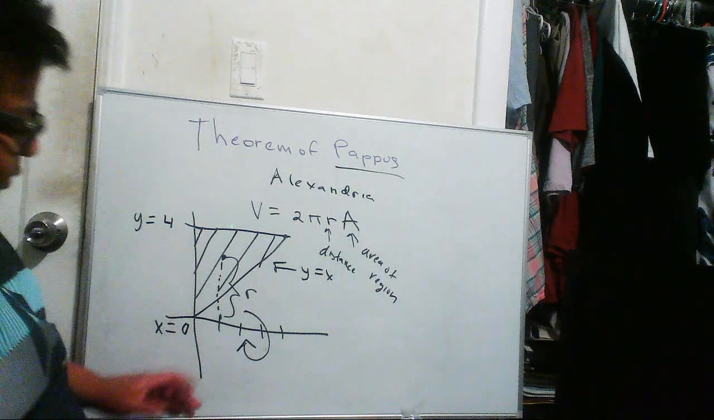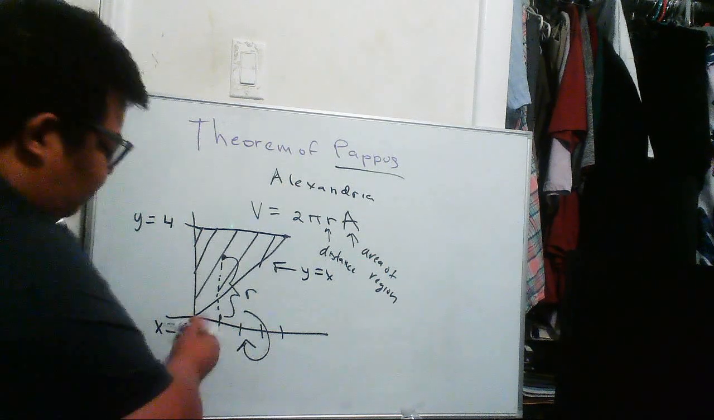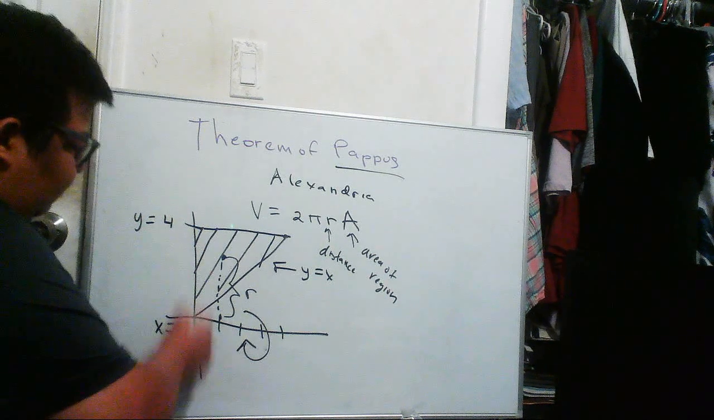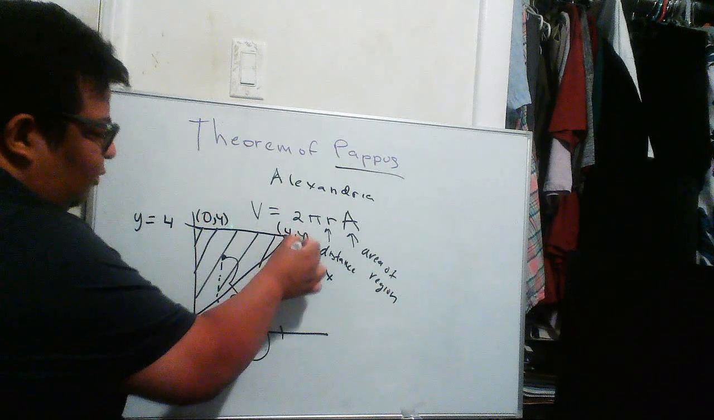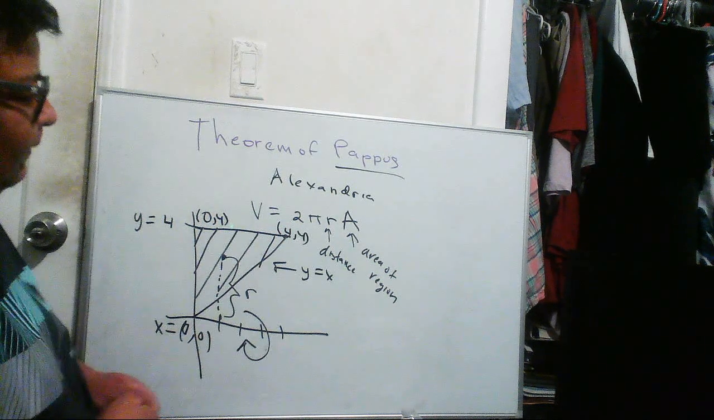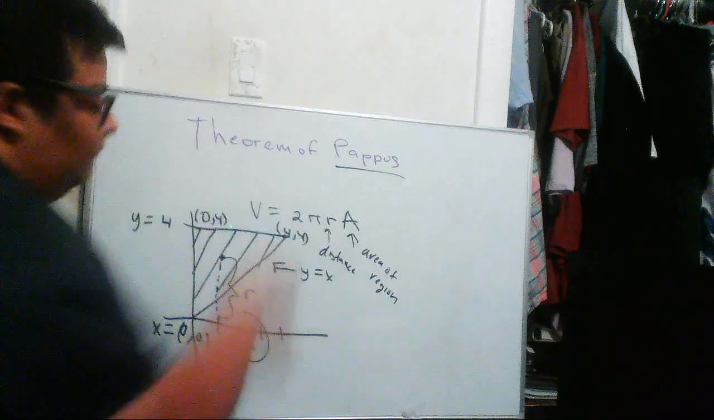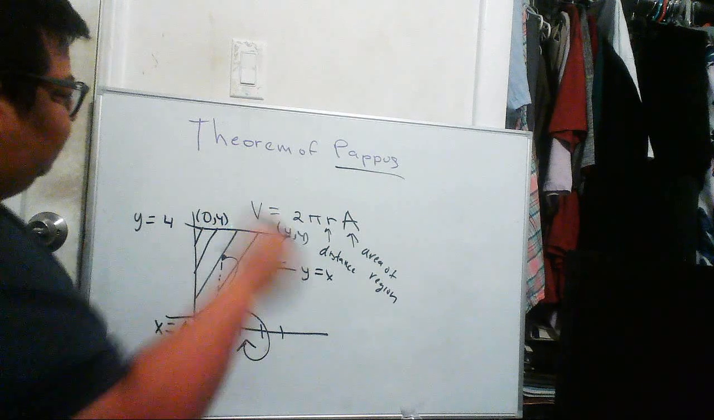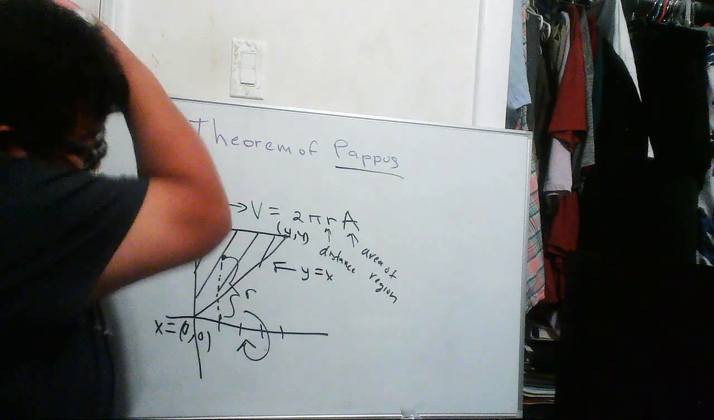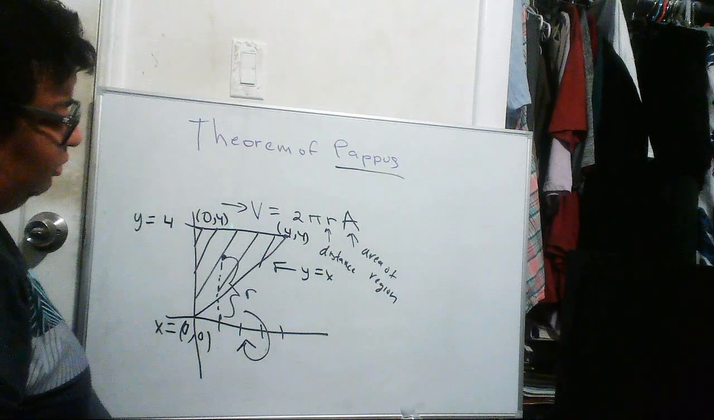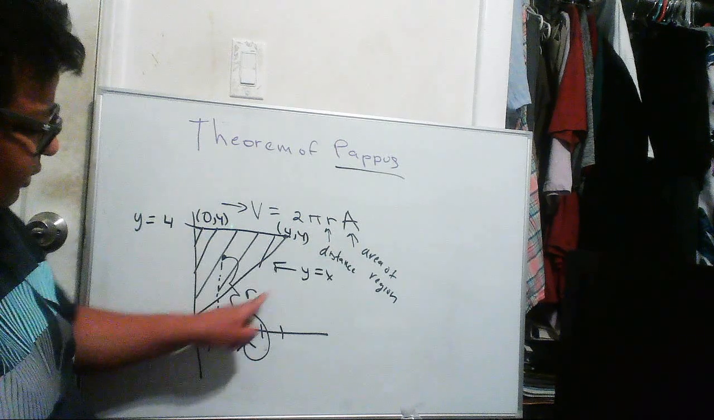Okay. So in this picture, this will be (0, 0). This will be (0, 4). This will be (4, 4). That's what the theorem says. The volume is this, and this is R and this is A.